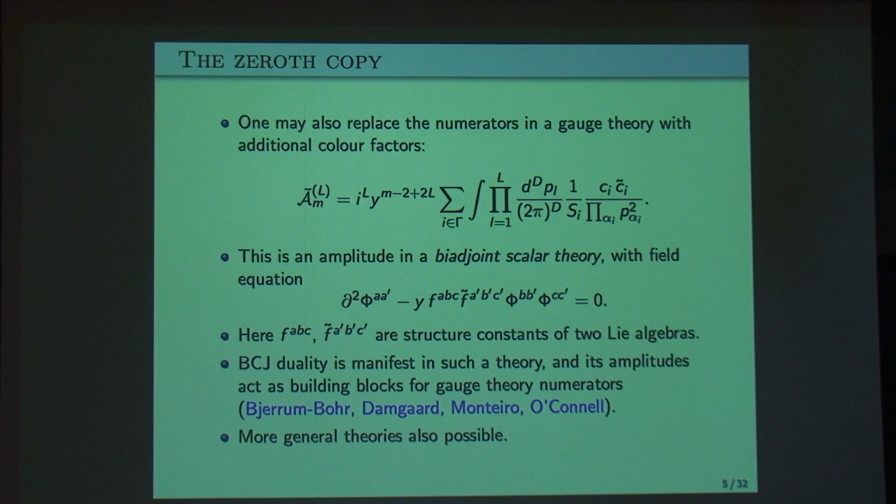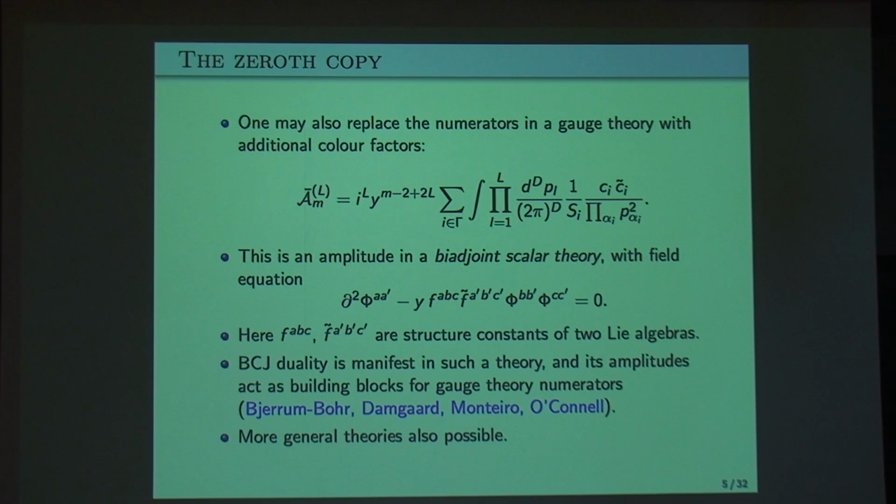Now that means that amplitudes in this biadjoint theory can play the role of building blocks for kinematic numerators in gauge theories, and in fact they have done. They have been used for that purpose. There's a paper by these people here. So in some sense, the properties of biadjoint theories underlie the properties of gauge theories and gravity. So you have this full ladder of theories from biadjoint to gauge theory to gravity, and these ones at the bottom are somehow passing on their information to other theories.